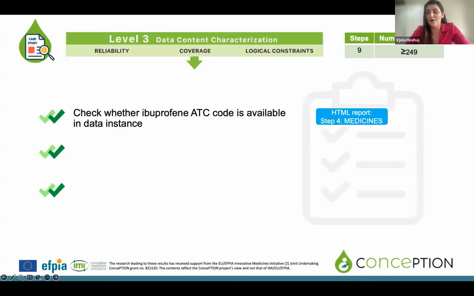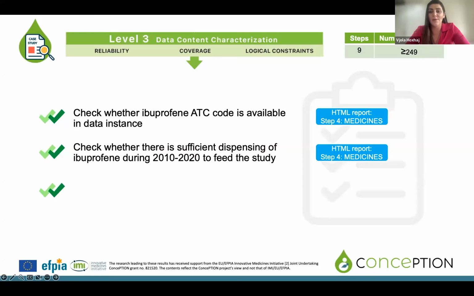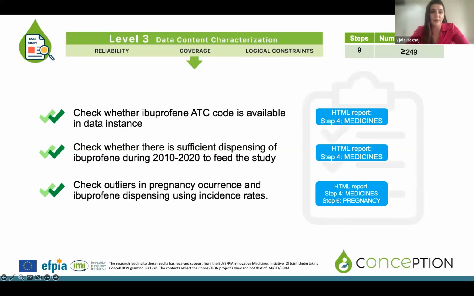We can also check whether there is sufficient dispensing of ibuprofen during our study period, which is 2010-2020, to fit our study population, which means that we are able to perform power calculations. And also, we can check whether there are outliers in our pregnancy occurrence or ibuprofen dispensing using the incidence rates. Overall, you are able to check counts, distributions, incidence rates, and prevalence rates in the study population and also in the subpopulations, for example, the drug utilization in pregnant women or subjects with a disease.